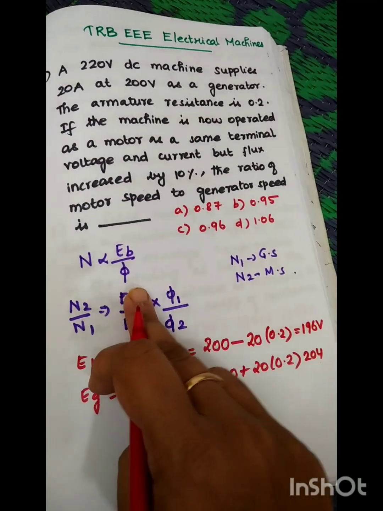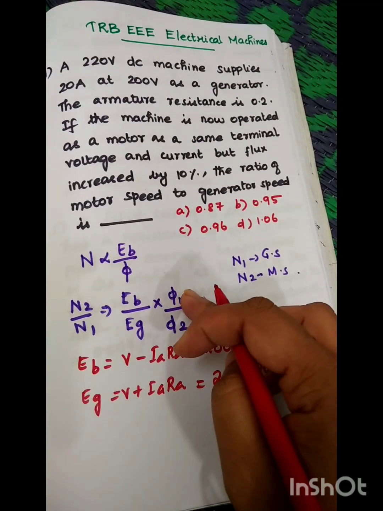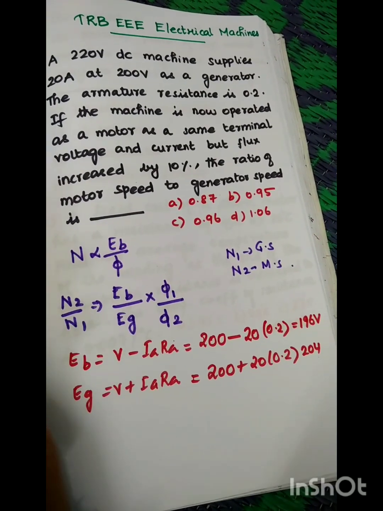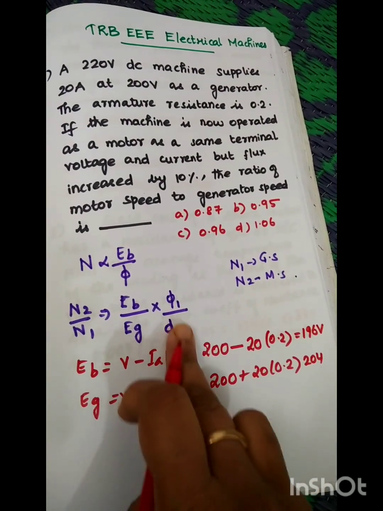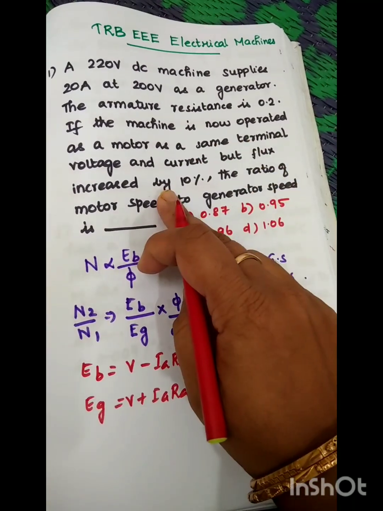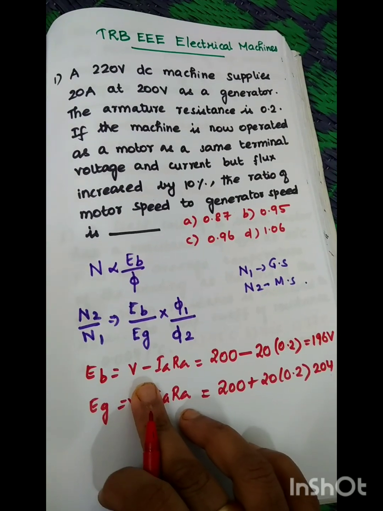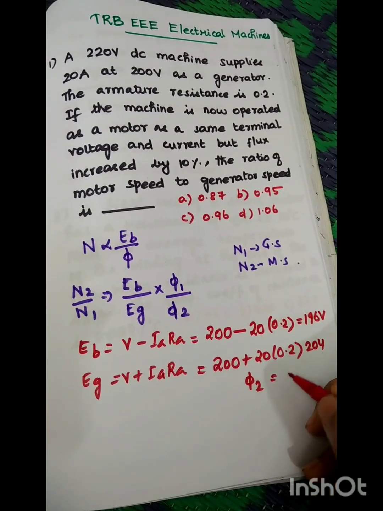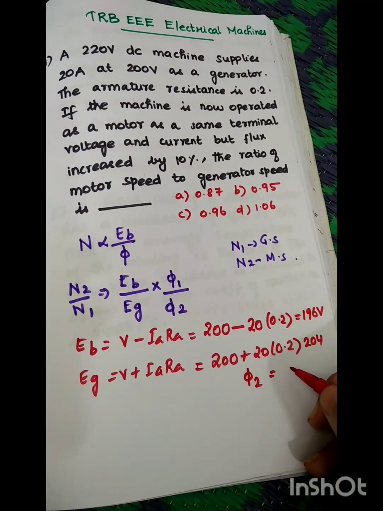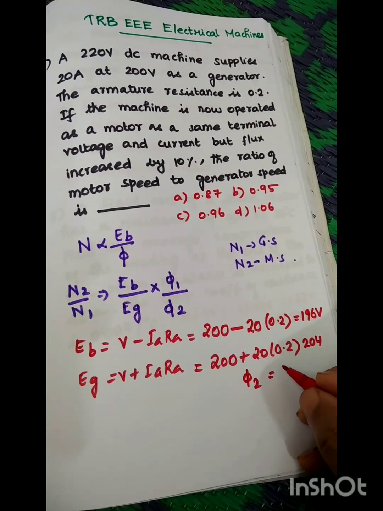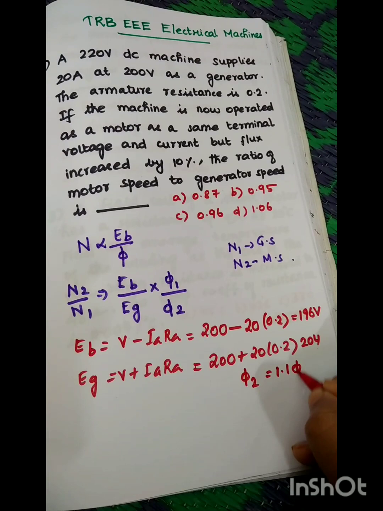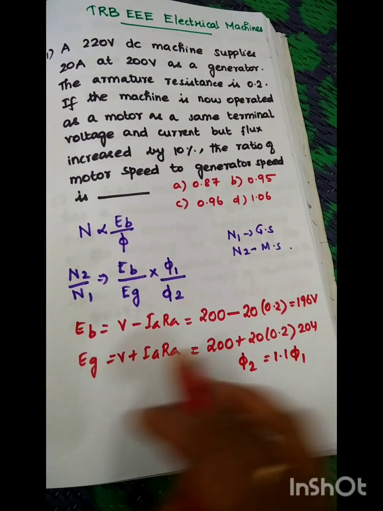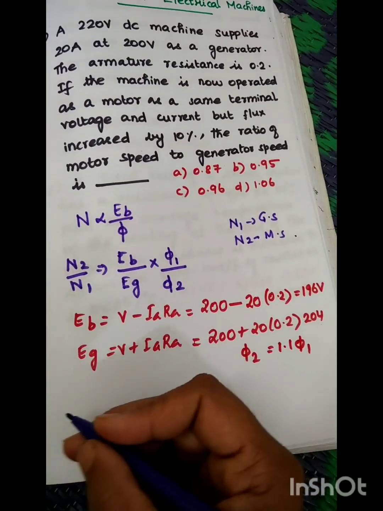So for N2 by N1, I have found EB by EG, and then the fluxes phi1 and phi2. For phi1, they have not asked anything about this flux. But phi2 is about the motor. The flux is increased by 10%. So instead of phi2, I can substitute the increase by 10%, nothing but 110%. So I can write phi2 is equal to 1.1 into phi1. When comparing with the flux phi1, phi2 is equal to 1.1 into phi1. Now you can substitute all the things in the above formula.